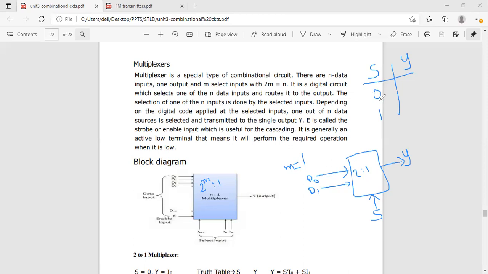If the select input is 0, D0 data line will be selected at the output. And if the select input is 1, D1 data line is selected at the output. So depending on this select input condition, the input will be selected at the output. So finally, we have to write the expression for the output.